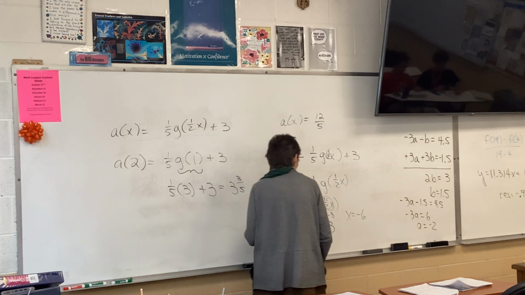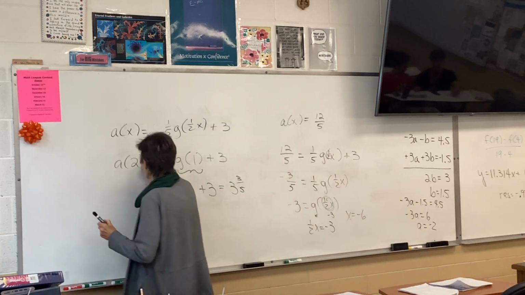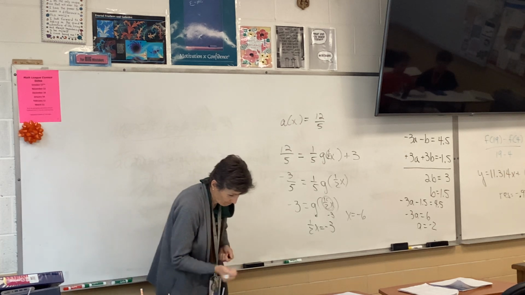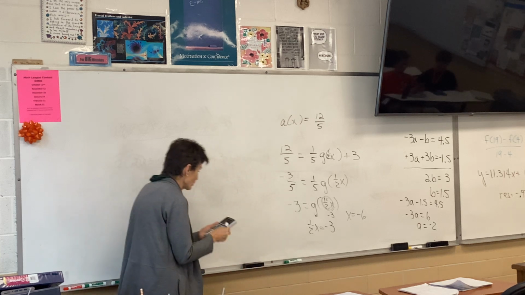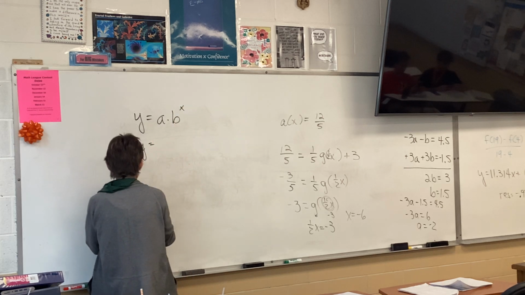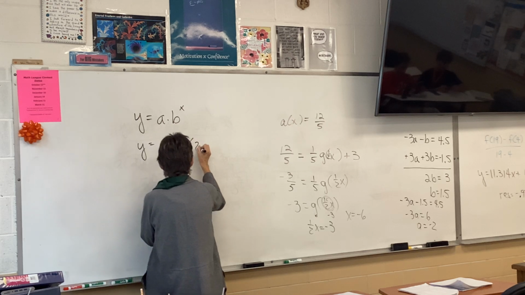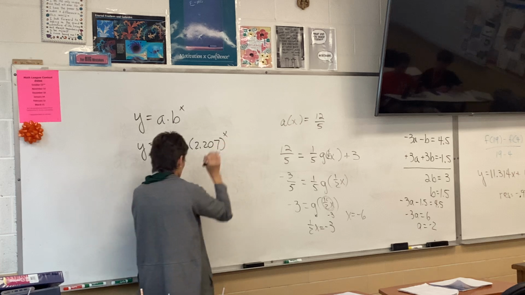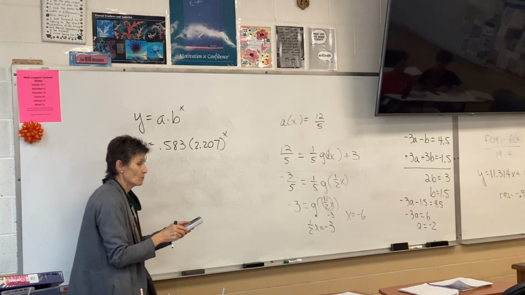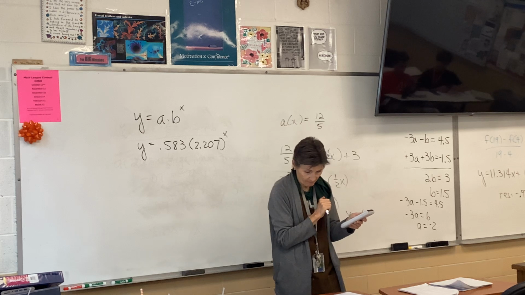And as always, the calculator is going to give you the format of your equation. So the format of your exponential equation is y equals a times b to the x. So I got 0.583 times 2.207 to the x. Anybody else get that? Okay, I just always want to make sure, because if you mistype one number, it throws everything off.